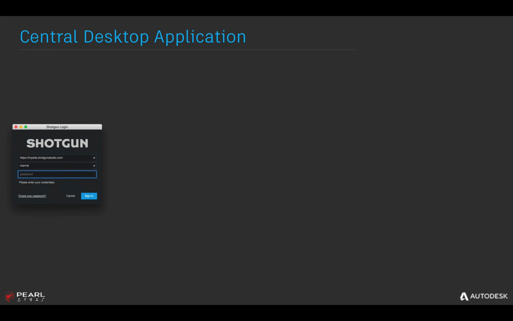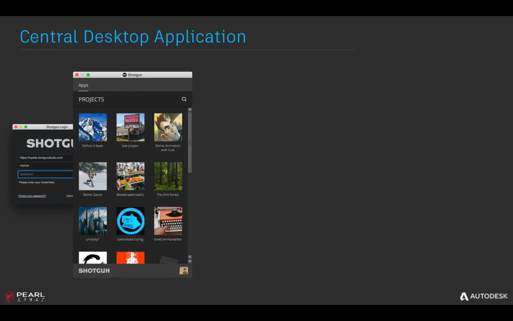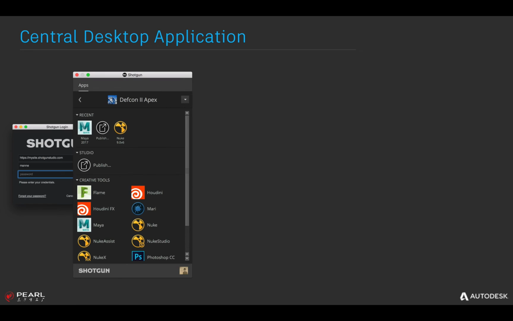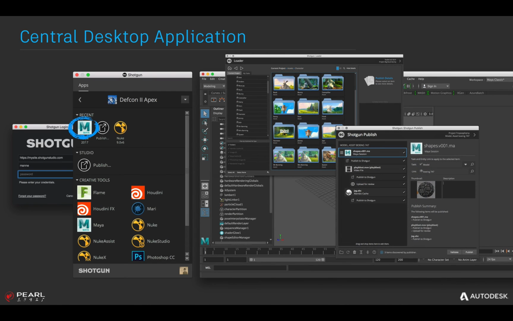So you start by logging into your Shotgun site. You then see a list of all your Shotgun projects. You click on a project. At this point, the Toolkit configuration and apps are downloaded and cached. You then see a curated list of applications and apps that you can launch. You click to launch, for example, Maya. And when Maya starts, all the Shotgun Toolkit apps will be available.